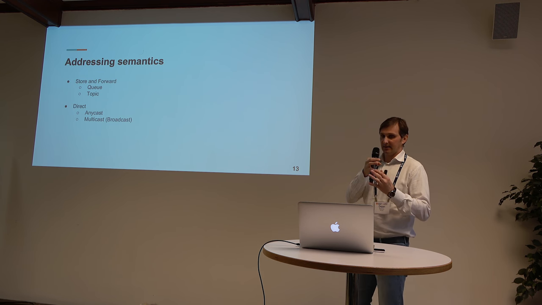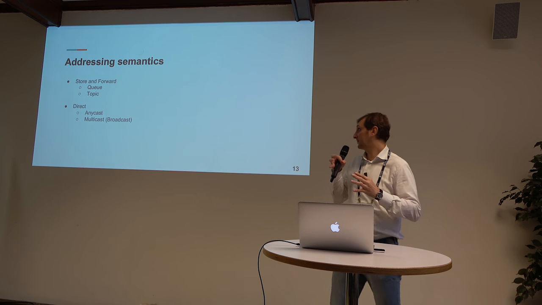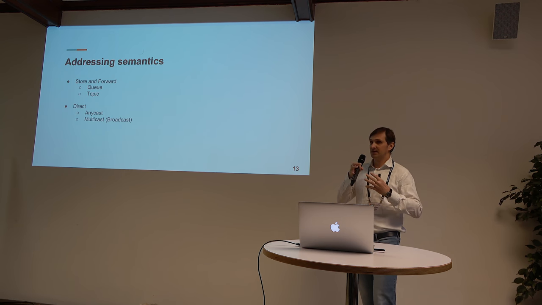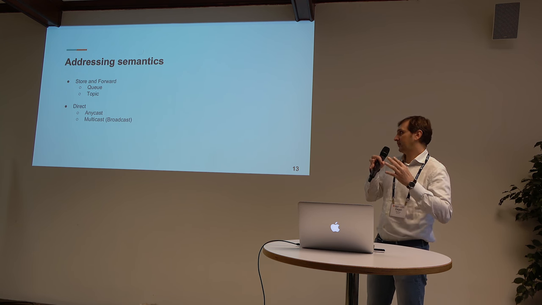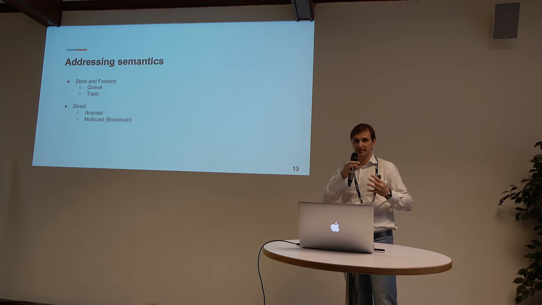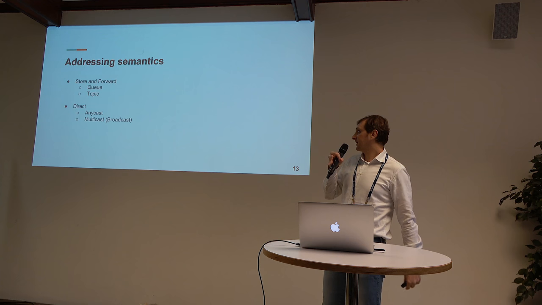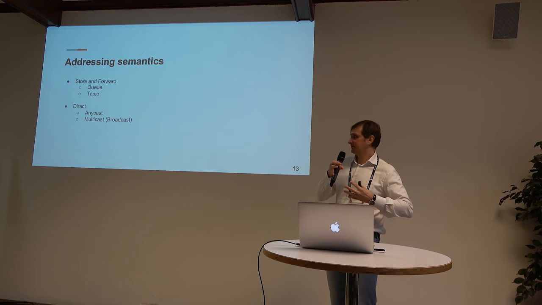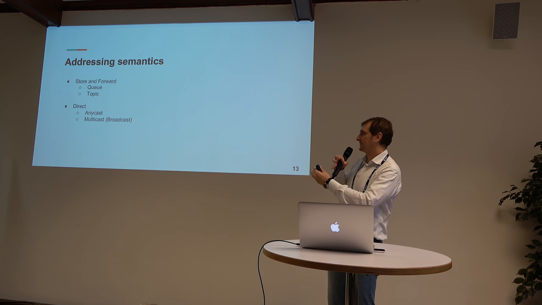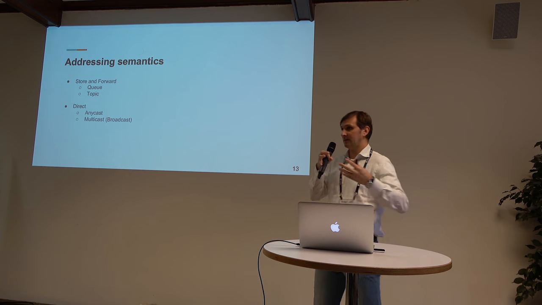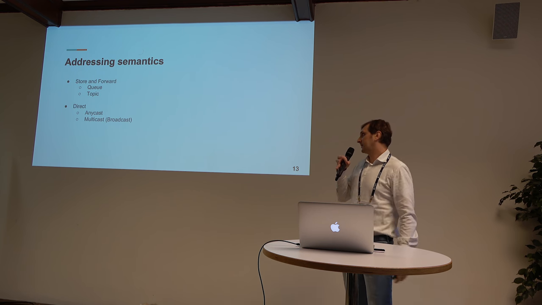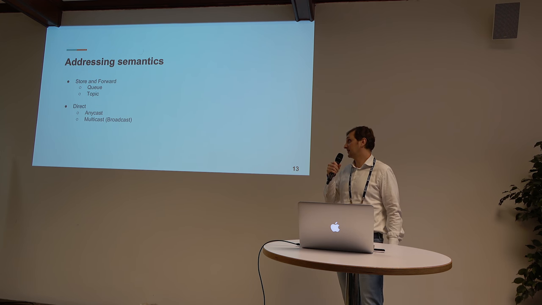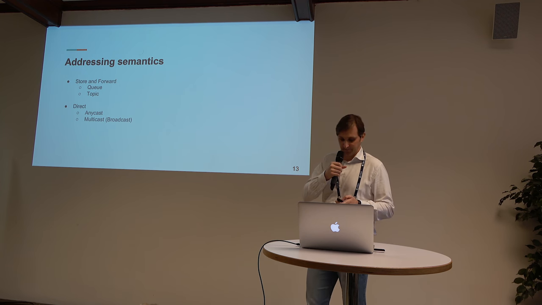So if you think a little bit about what we have now in terms of address semantics that we can use in a system like this: we can have typical store and forward or broker messaging, with queues and topics doing point-to-point or publish-subscribe messaging. And we can do similar communication patterns using only direct messages. So what we call anycast is basically point-to-point communication in a direct manner, or multicast and broadcast when you want to send a single message to multiple consumers directly, without store and forward.